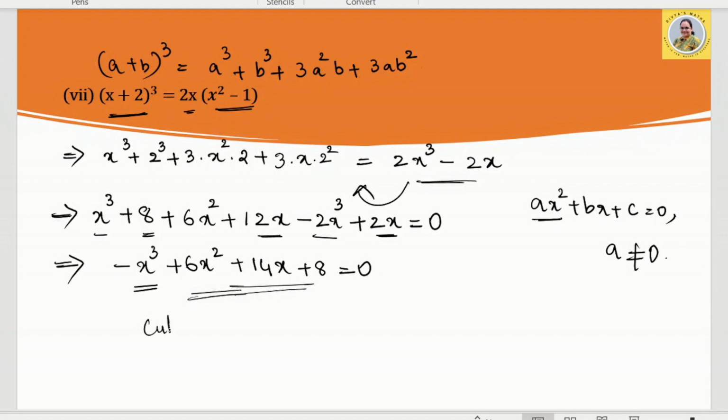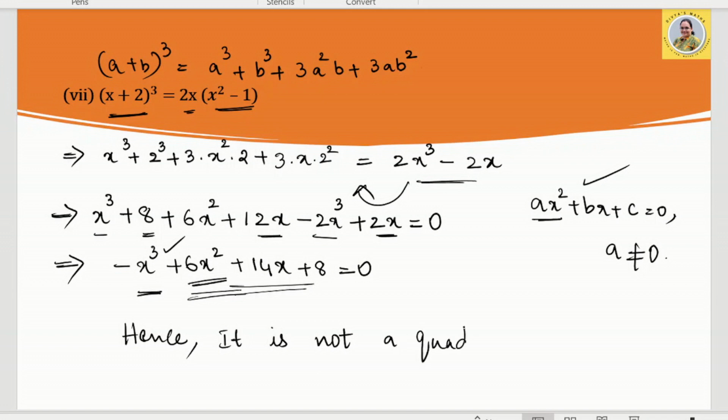This is a cubic, right? If the equation has to be quadratic equation, the first term of the equation has to be x square term. So we can say, hence this equation is not a quadratic equation. So you can write, hence it is not a quadratic equation. Clear?